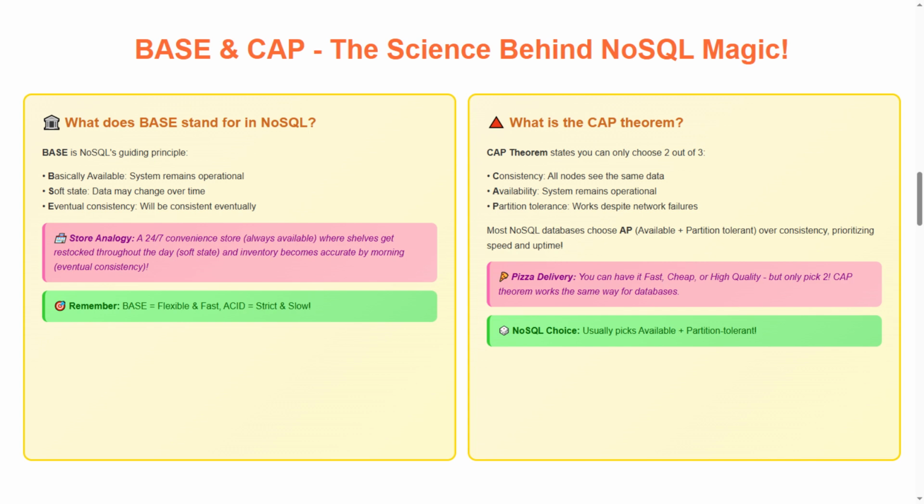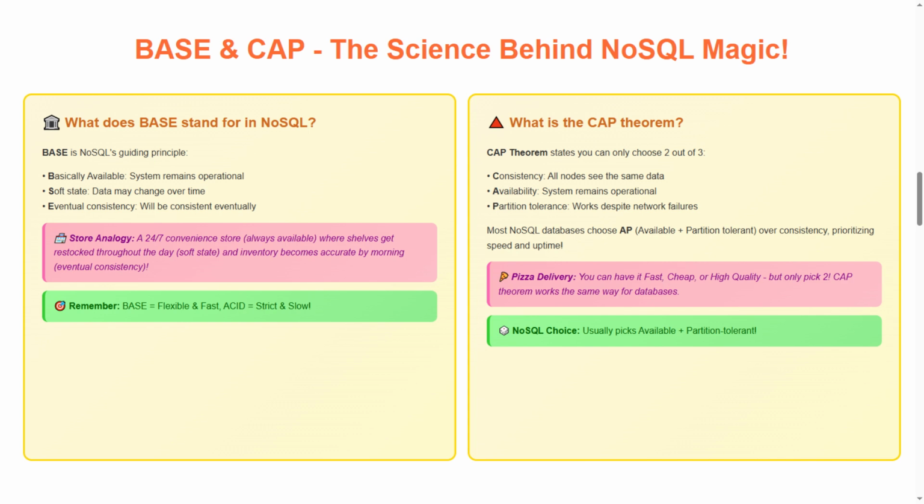Here's our store analogy section. Store analogy. A 24/7 convenience store that's always available, where shelves get restocked throughout the day as soft state and inventory becomes accurate by morning as eventual consistency. Let's check our remember section. Remember, BASE equals flexible and fast. ACID equals strict and slow.